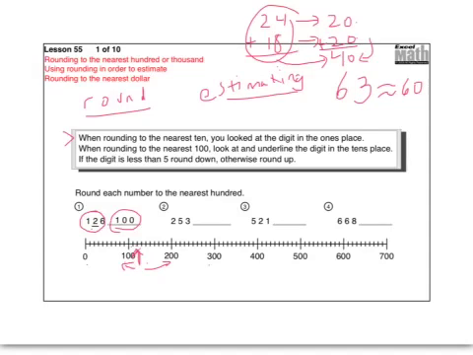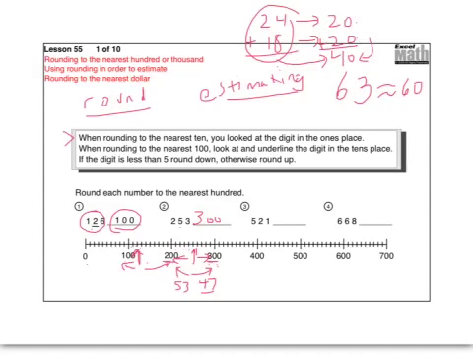How about 253? Where would that be? Well, here's 200, here's 300. 253 is between 200 and 300. So we're trying to decide, should I round it up to 300 or down to 200? Well, 253 is going to be just a little bit closer to 300. 10, 20, 30, 40, 50. So 253 is going to be right in there, which is just barely closer to 300, because it's 47 away from 300, and it's 53 away from 200. So I round that to 300.